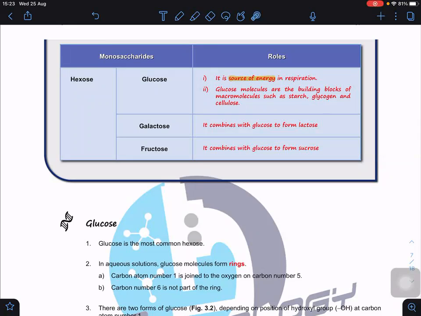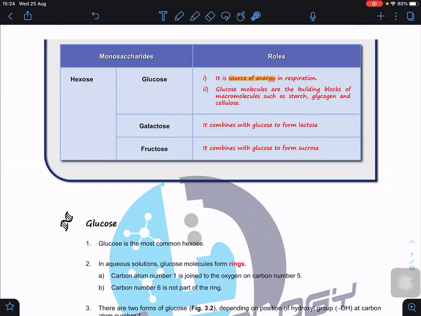Also, glucose molecules are the building blocks of macromolecules, such as starch, glycogen, and cellulose as well. So they are not only used or stored. We use them in respiration, or we store them, or build them as a building block of macromolecules such as starch, glycogen, and cellulose. Galactose combines with glucose to form lactose. Fructose also combines with glucose to form sucrose. So these are the roles of the monosaccharides.